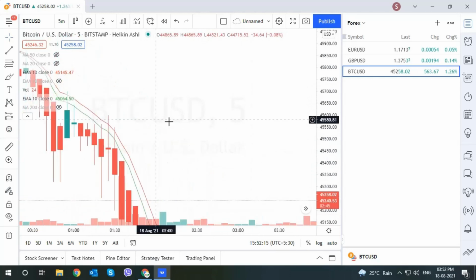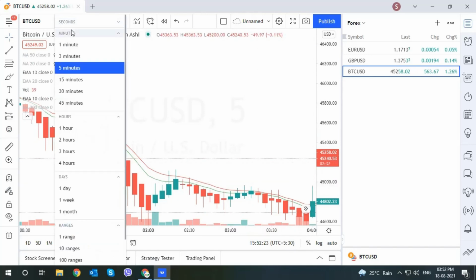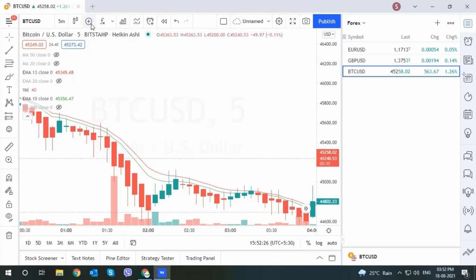So this is the strategy, friends. It's a moving average crossover strategy. Works well in day trading. Definitely you can test with different time frames like 1 day, 15 minutes or 5 minutes. It will give you the same results and works well.